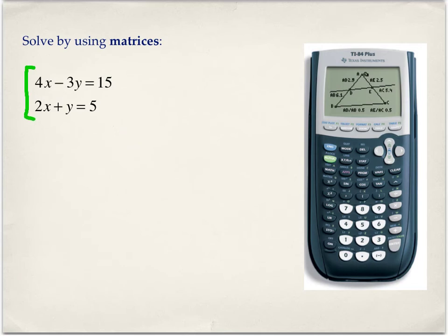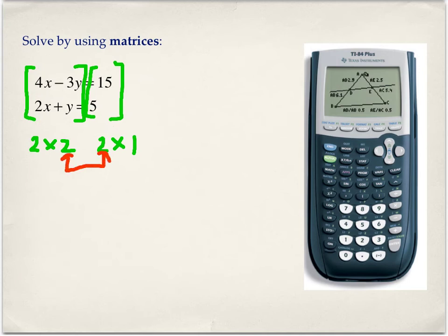I can make a matrix out of my coefficients like this. I can make another matrix out of my answers, so to speak, like that. And you might remember that matrices have various sizes. We call this one a 2 by 2 matrix, 2 rows and 2 columns. This one, meanwhile, is a 2 by 1 matrix. You also may remember that in order to multiply matrices, certain things have to be true, and we say that the columns of the first have to equal the rows of the second. Looks like that would be true in this case.